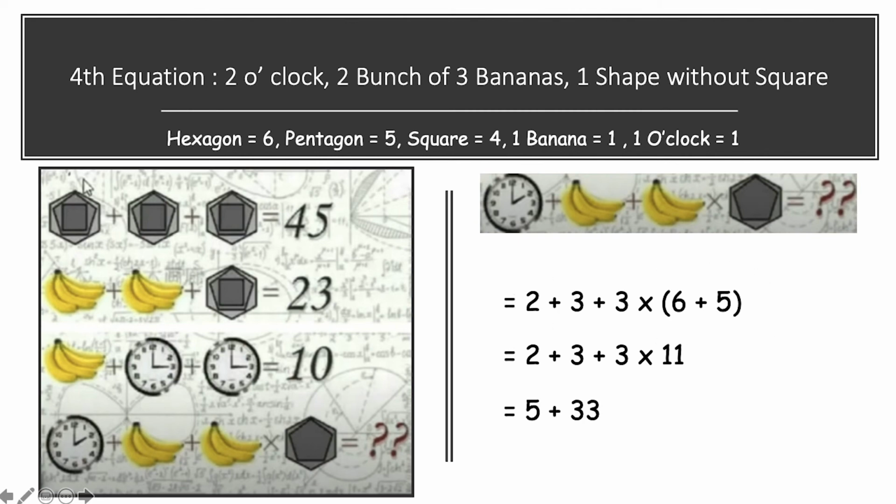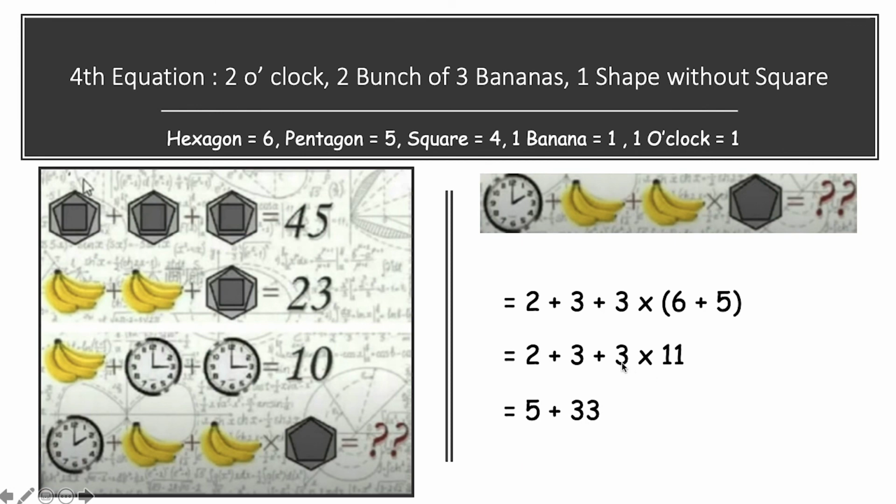Now we have to solve this equation. For solving this, we have to apply BODMAS, and according to BODMAS, firstly we have to open the bracket present in the equation, and then we have to do the multiplication followed by addition. So opening the bracket will be 6 plus 5 equal to 11. So 2 plus 3 into 11.